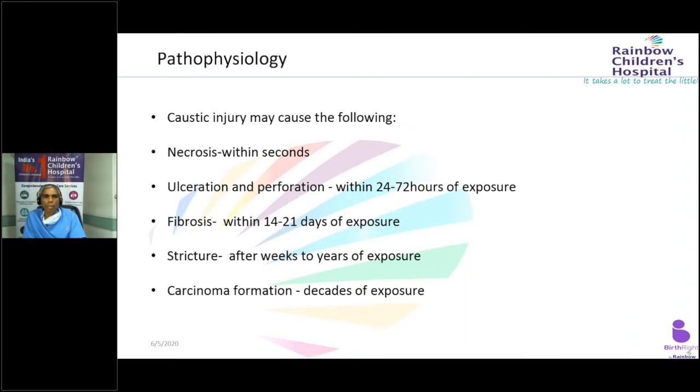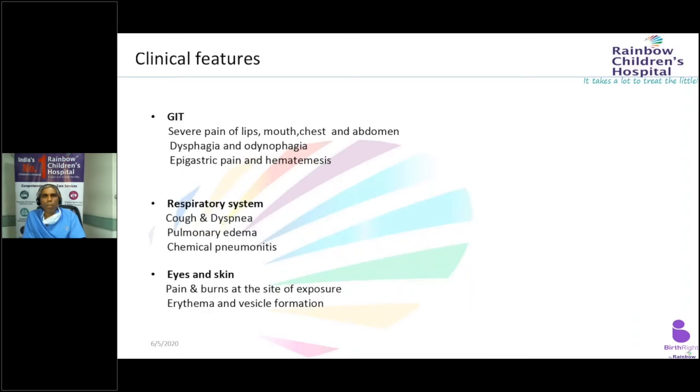There is some evidence to say that if they are exposed to the corrosives, they are at risk of developing a carcinoma, usually after 3 to 4 decades. So the quite important thing in terms of managing the corrosives is that we need to know how much quantity they have consumed, and we have to watch them carefully for any either esophageal perforation or gastric perforation leading to peritonitis.